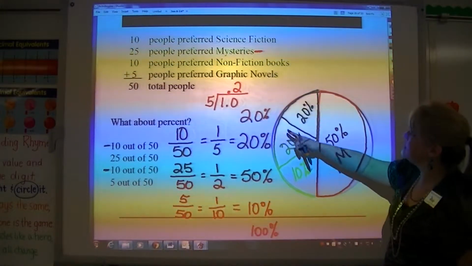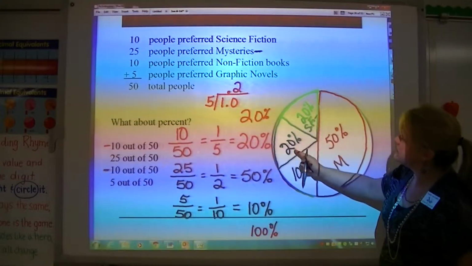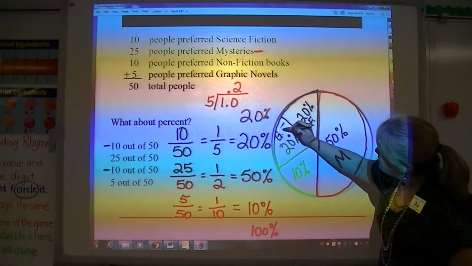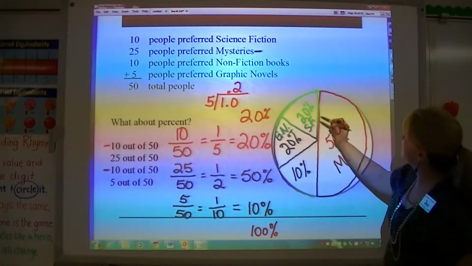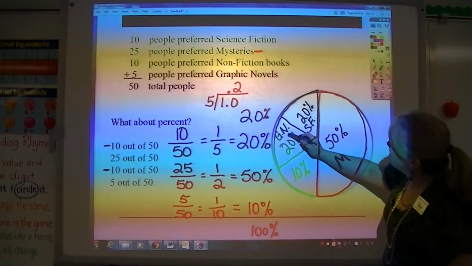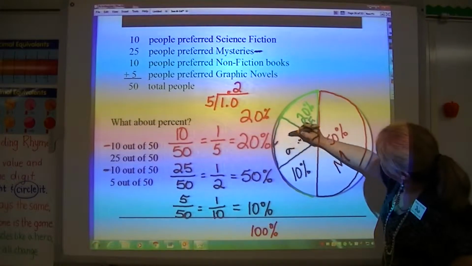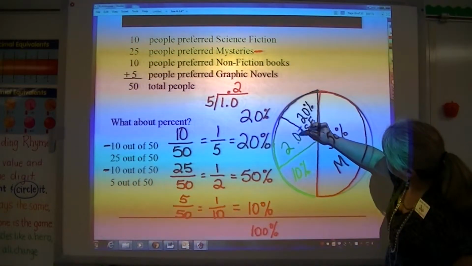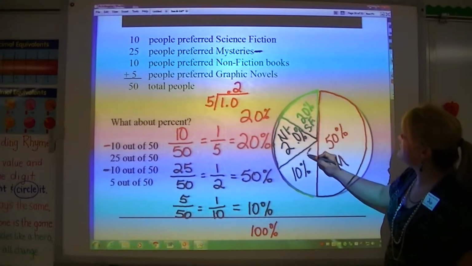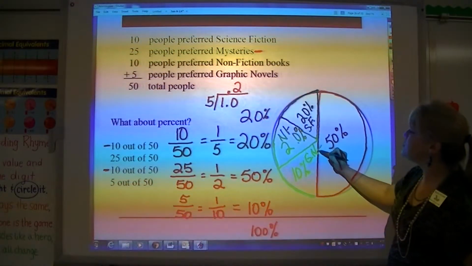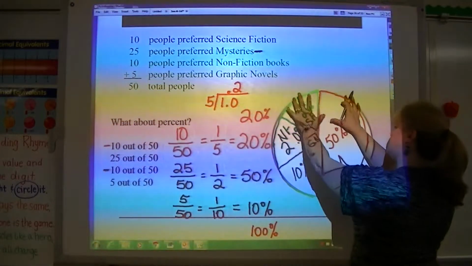Now, the 20% up here liked science fiction, and the 20% right here liked graphic novels, and then the little 10%, the 20% right here liked nonfiction. I have science fiction and nonfiction. So 20% likes nonfiction. And then 10% like graphic novels. So this is just one way to draw a circle graph. Turn everything into percents, and then sketch it out.